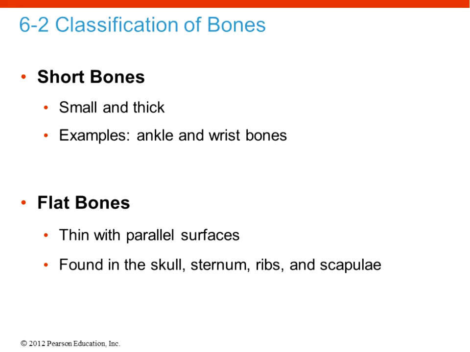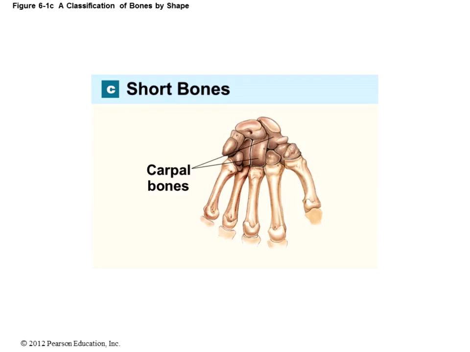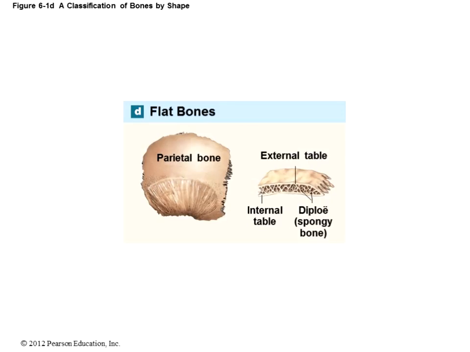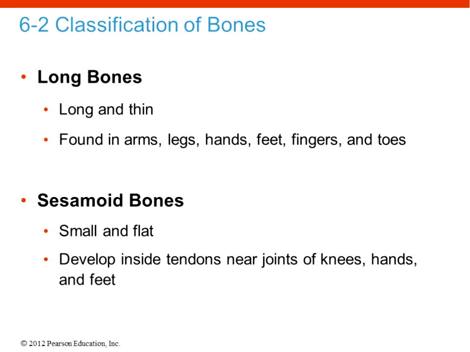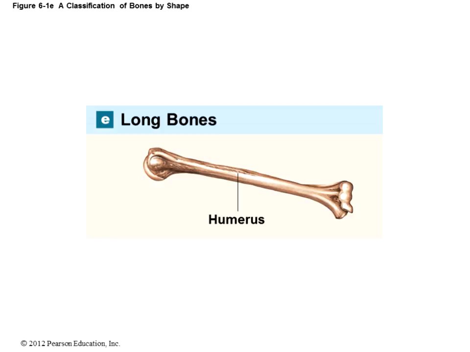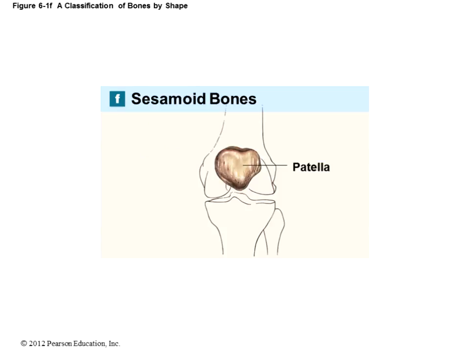Short bones are very small and thick, things we'll see like at the wrist or ankle. Flat bones are things like your sternum or ribs or skull, right? They're very thin structures. So there you can see short bones like in your hand or wrist, flat bones in the skull, for instance. And then long bones. Long bones are long and thin. These are the things like our arms and legs and hands and feet and fingers and toes. And these are probably the most common type of bone that you'll see in terms of structure in the body. And then sesamoid bones, things like the patella, are a great example of that. These develop inside tendons. And so there you can see a long bone, and there you can see a sesamoid bone.